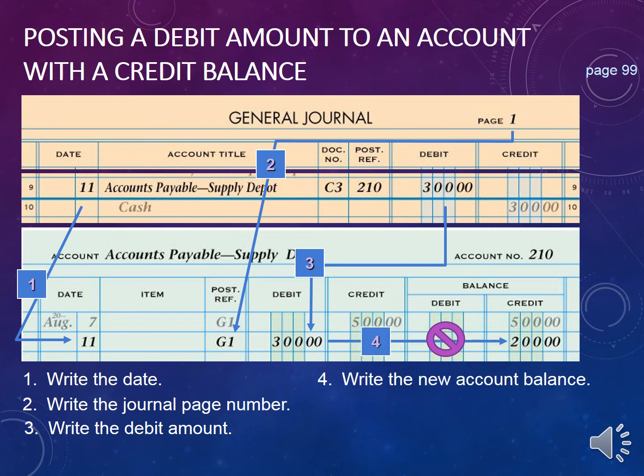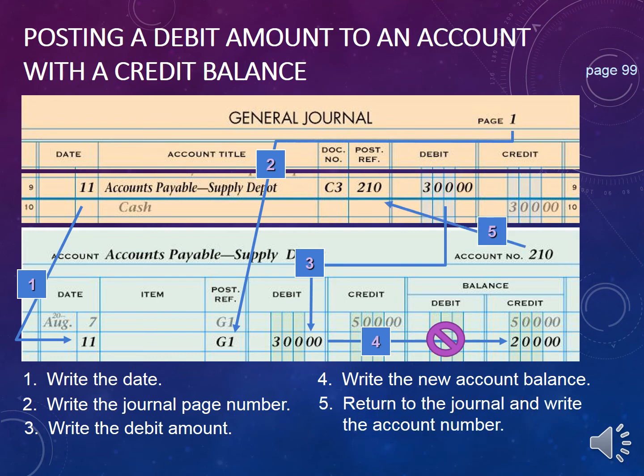The last step, we write in our new account balance, and then we will go to our general journal and record the account number for accounts payable Supply Depot in the post reference column. Again, you record the post reference number in the general journal after you finish recording each transaction into the general journal.